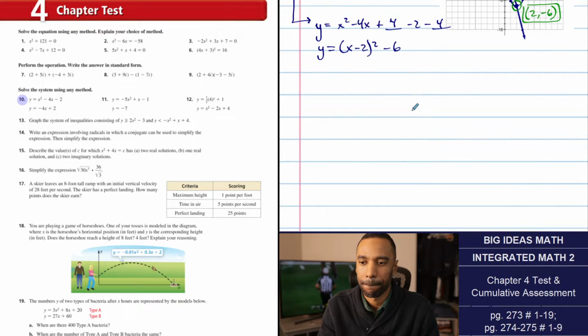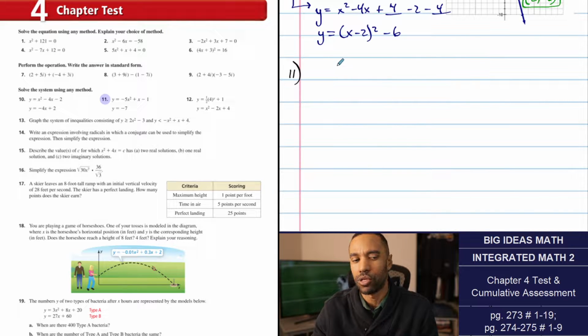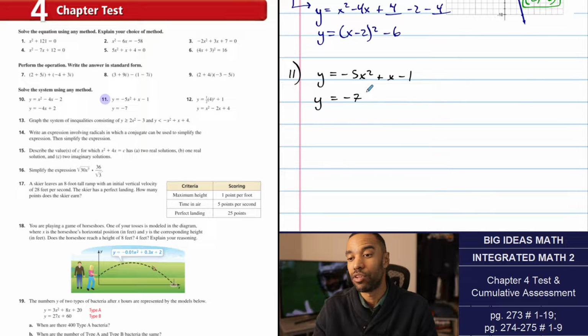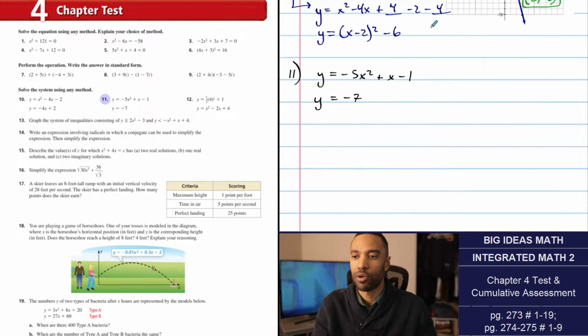Now it's number 10. Now, number 11, I'm not going to graph with, even with that y equals negative 7. I'm not a fan of using any sort of form to get this graphable, unless it's factorable, which it's not. Even if it was factorable, I don't think I'd go for it. Number 11, we're going to solve, let's use substitution. y equals negative 5x squared plus x minus 1, and y equals negative 7. I don't even know, honestly, if we solve by graphing, whether these are rational solutions. But I'm going to go with the substitution method.